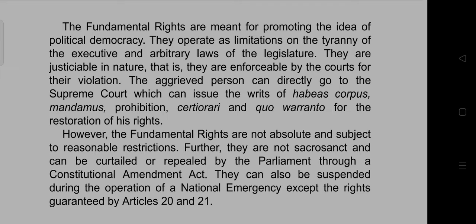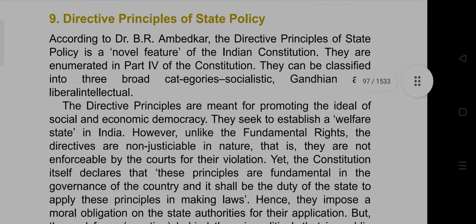The aggrieved person can directly go to the Supreme Court, which can issue the writs of habeas corpus, mandamus, prohibition, certiorari, and quo warranto for the restoration of his rights. Moreover, the fundamental rights are not absolute and are subject to reasonable restrictions. Further, they are not sacrosanct and can be curtailed or repealed by the Parliament through a Constitutional Amendment Act. They can also be suspended during the operation of a national emergency, except the rights guaranteed by Article 20 and 21.